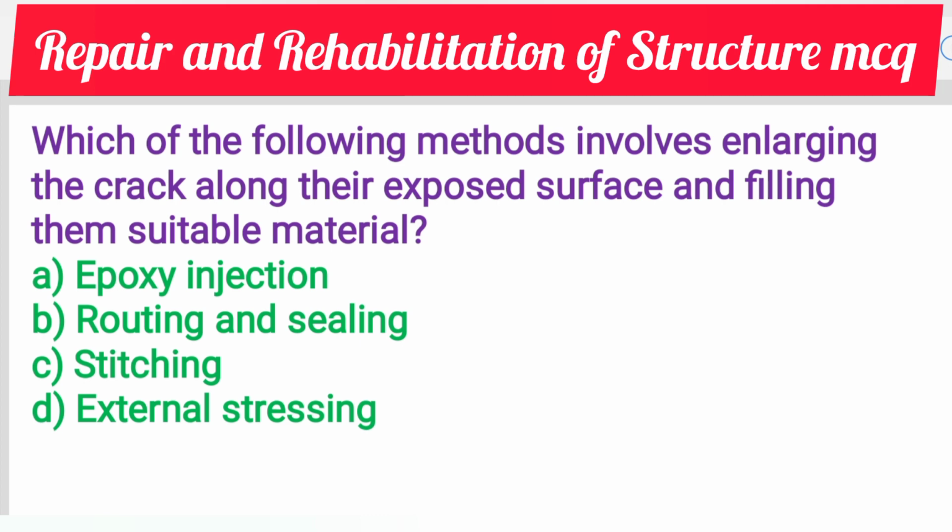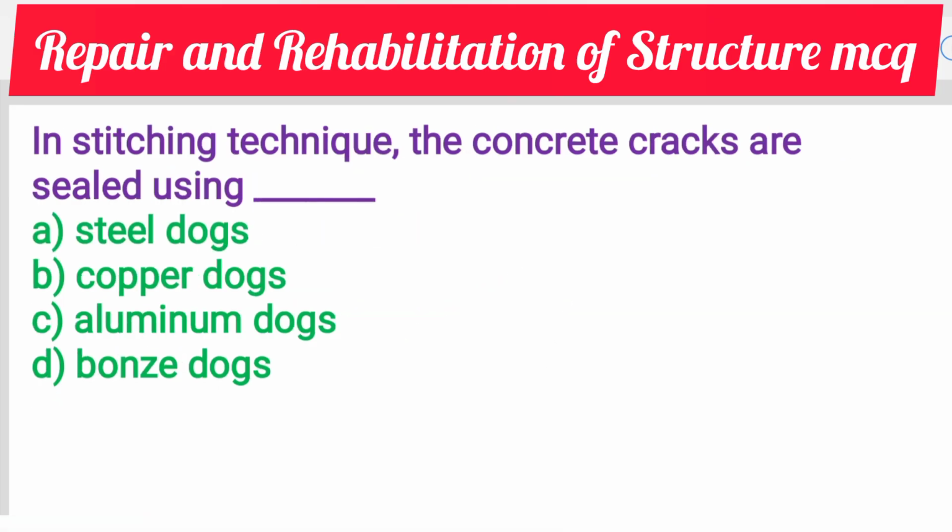Next question. Which of the following methods involves enlarging the cracks along their exposed surface and filling them with suitable material? Option A epoxy injection, option B routing and sealing, option C stitching, option D external stressing. So the correct answer is option B, routing and sealing.